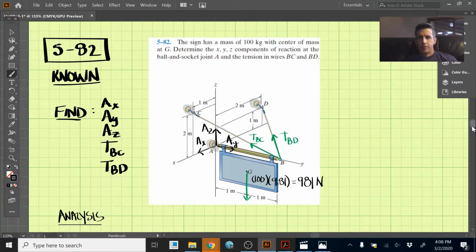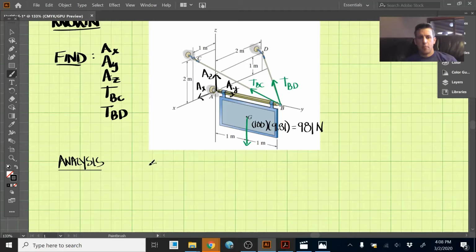By taking the moments around point B, we know that's in equilibrium, so those should be equal to 0. We see that the forces and the tension in the wires here act directly through B, so they will have no influence on the moment around B. The forces that will have influence around B are the force due to the sign here, as well as the reactions at the wall, A, the ball and socket joint. So let's first focus on the sign.